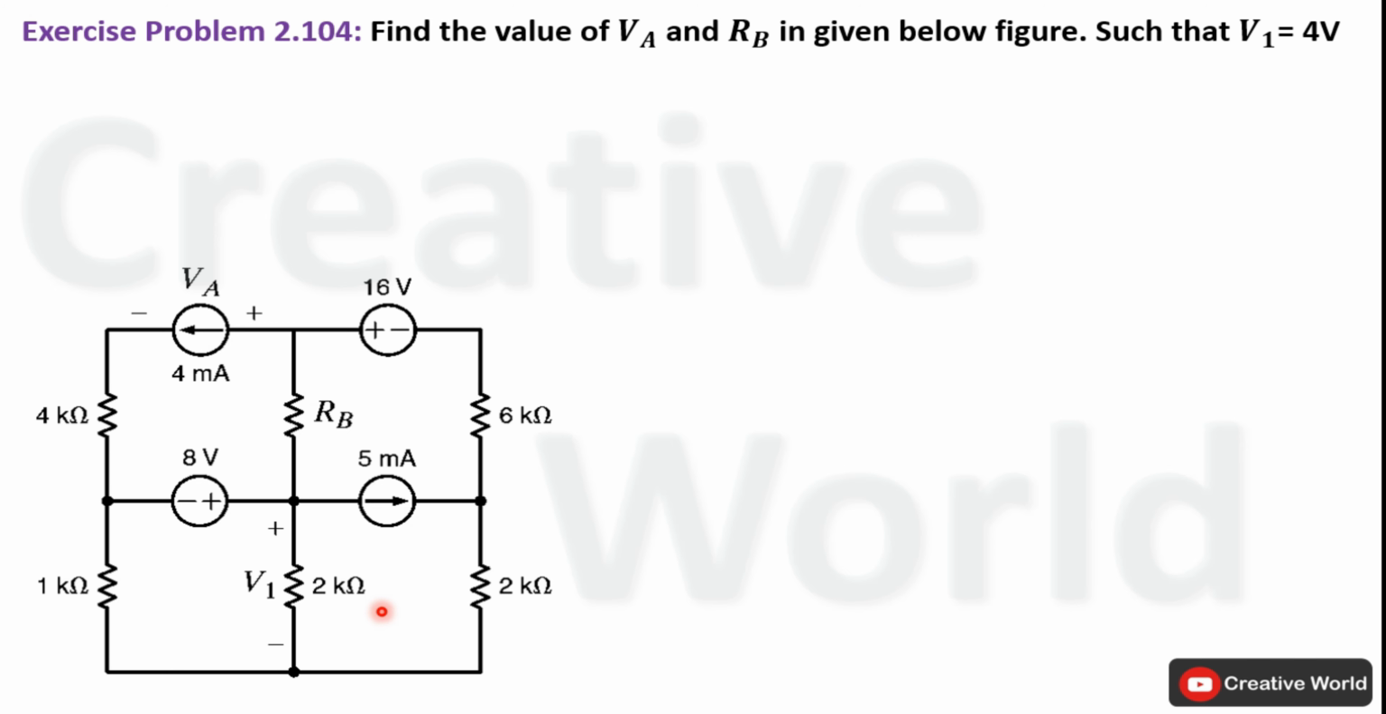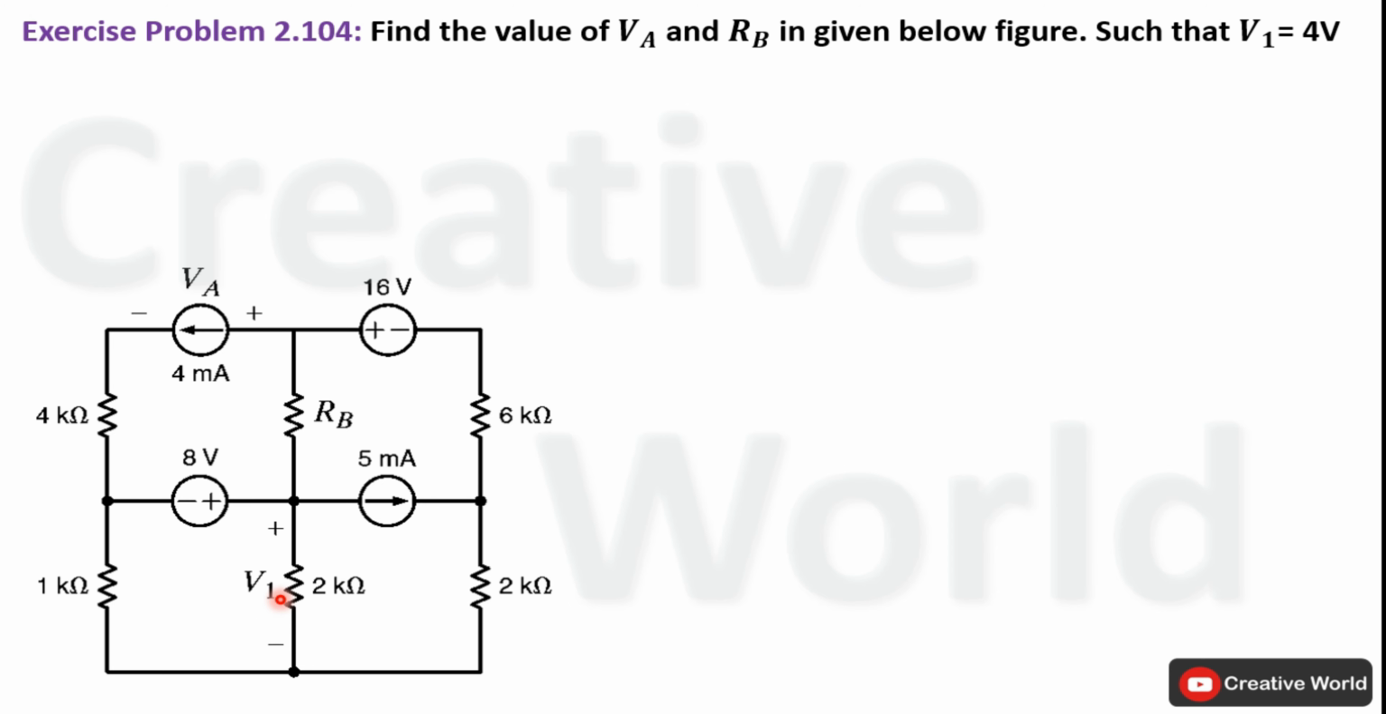Inside this network, we have to find the value of resistance RB and the value of voltage across this constant current source labeled as VA. So without wasting time, let's proceed towards the solution.